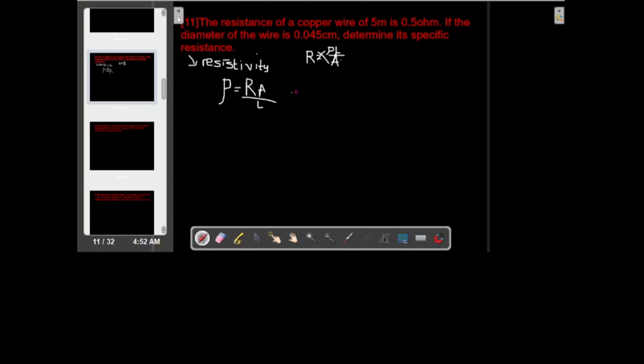So we have to input our values now. But some of these values still have to be converted to standard units. What's our resistance? 0.5 ohms multiplied by the area. We're not given the area, we have to evaluate that ourselves. The length is given to be 5.